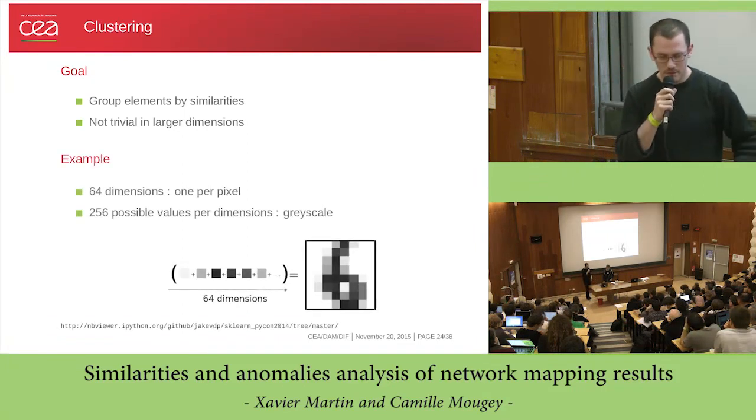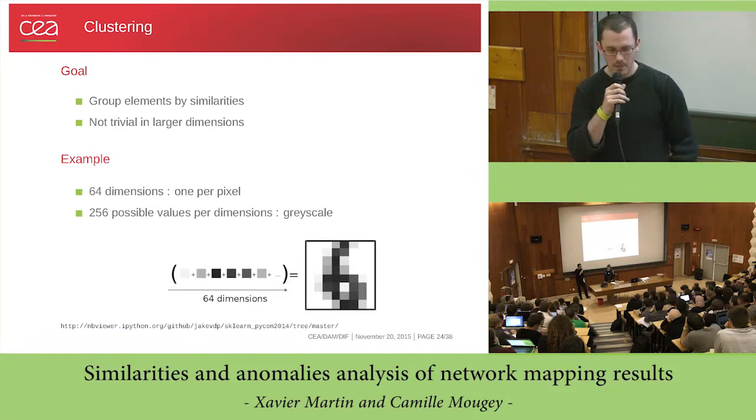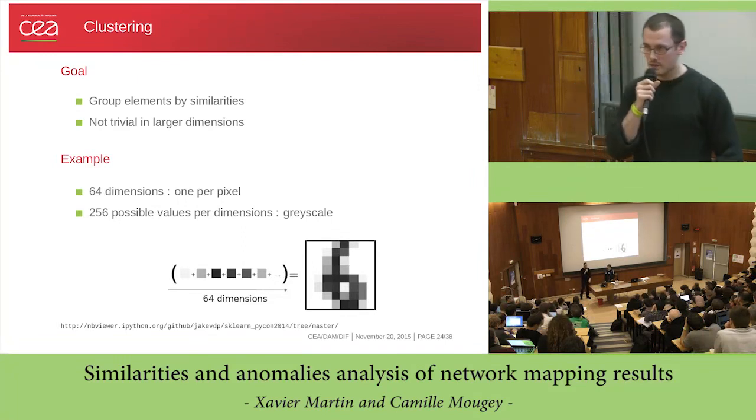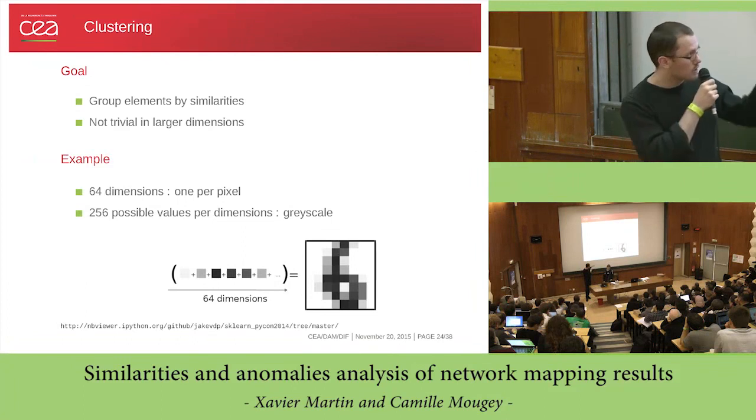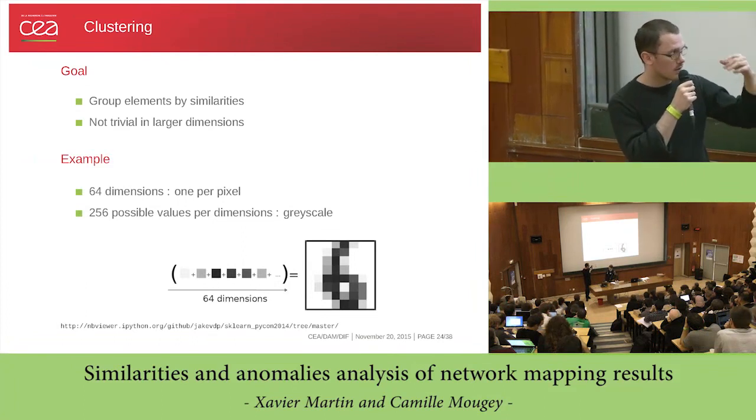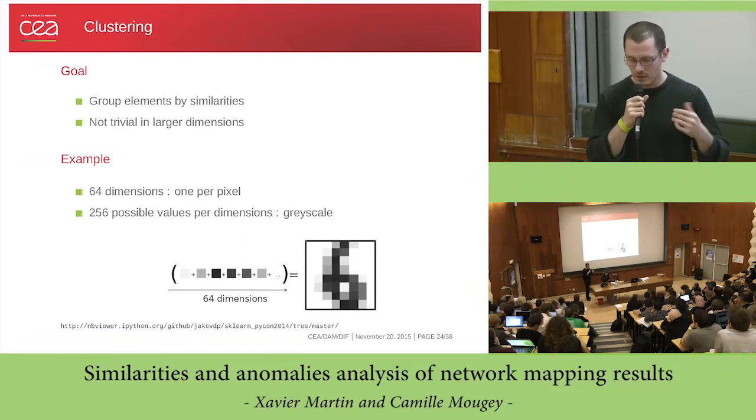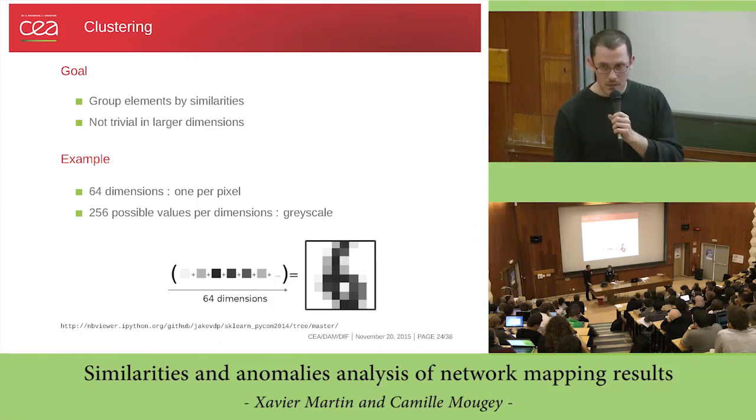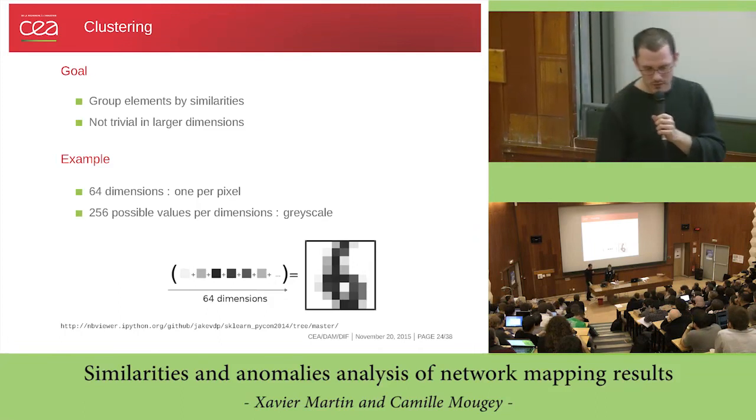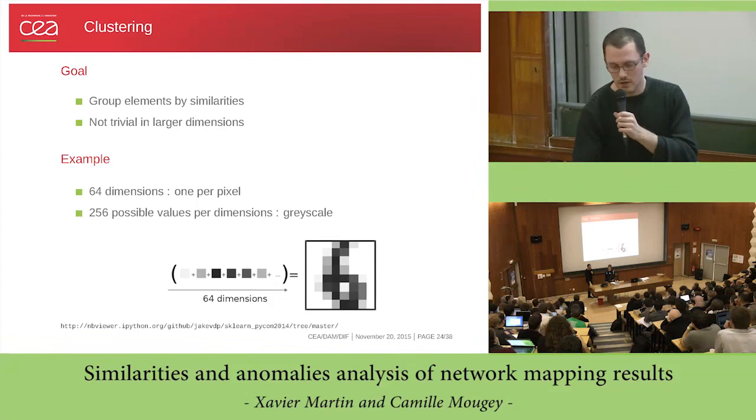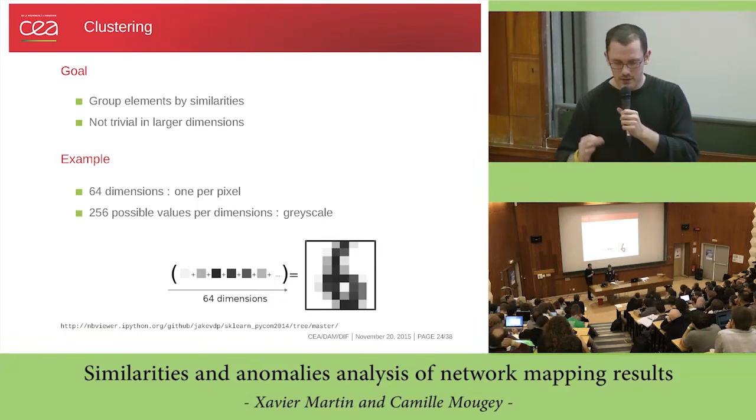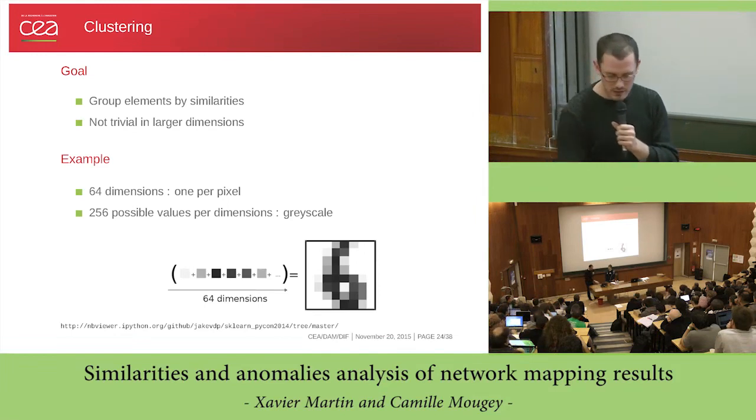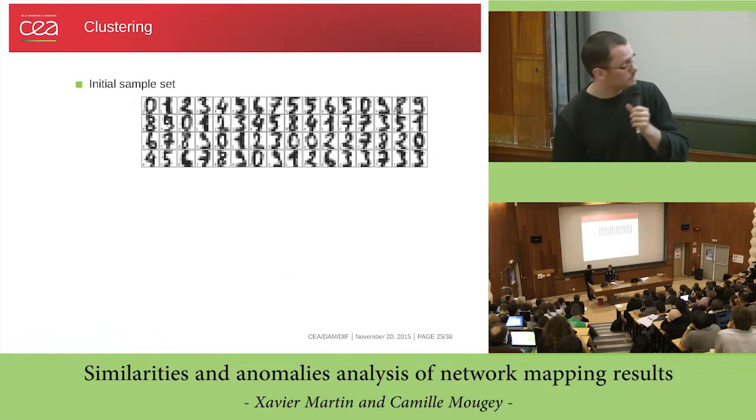So here's an example. Consider 64 dimensions. That is one dimension per pixel. The image on the bottom right is 64 dimensions gathered together. Each dimension can take 256 possible values, which is the grayscale value of the pixel. So 64 dimensions, one sample; you take several samples, like this.